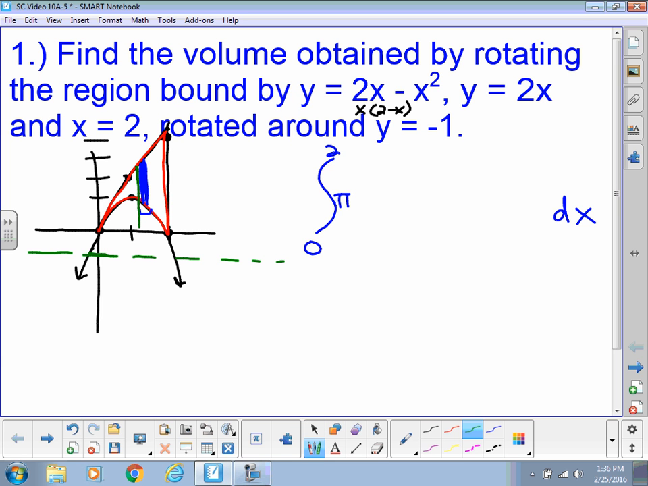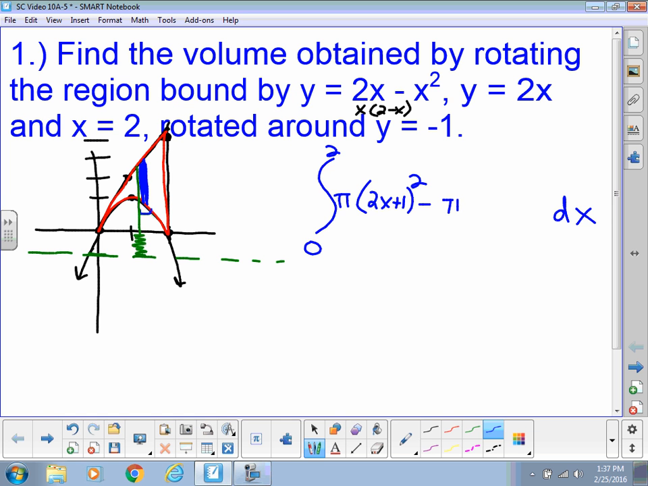this green length that I just drew in, because it's connected to the x-axis, would be y. But we still have to add one more onto that to get to our line that we are rotating around. So our outer radius will be y plus 1, but we can't put in y because it's dx. So our y for that outer radius would be our line, so therefore it would be 2x plus 1. And it's radius squared, so we have pi times (2x plus 1) squared.